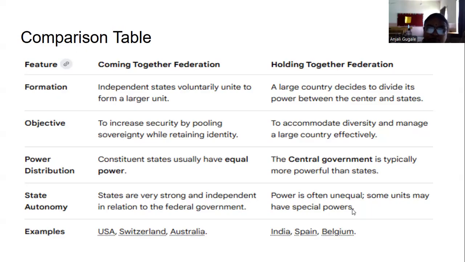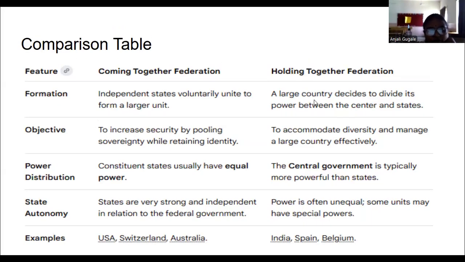Now, examples of coming together federations are the USA, Switzerland and Australia. Whereas in holding together federations, we have India, Spain and Belgium. Now children, in the board examination, it can come as a 2 marks, 3 marks or 5 marks question, so you can refer to this particular table for writing your answer.